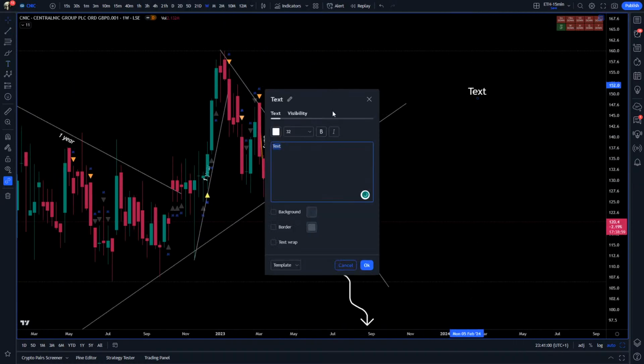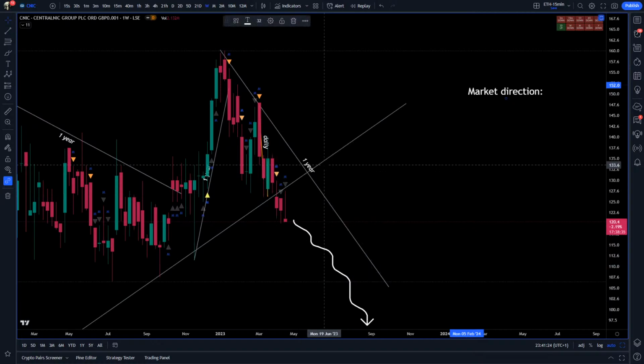So let's do another thing. Let's label each layer of the market. Let's analyze the market by ourselves without depending on the indicator.